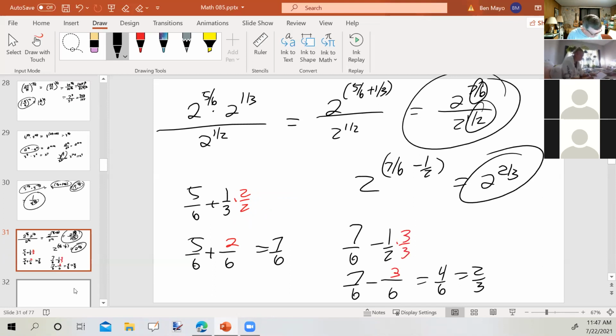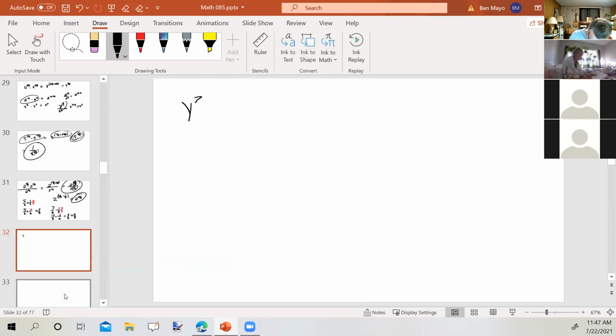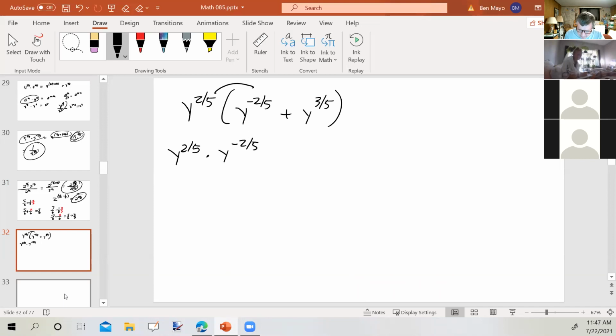Okay, let's take a look at this one. y to the 2/5 power times y to the negative 2/5 plus y to the 3/5. So we're going to distribute. I'm going to take y to the 2/5 times y to the negative 2/5 plus y to the 2/5 times y to the 3/5. So I'm distributing the y to the 2/5, multiplying it by each term in the parentheses.